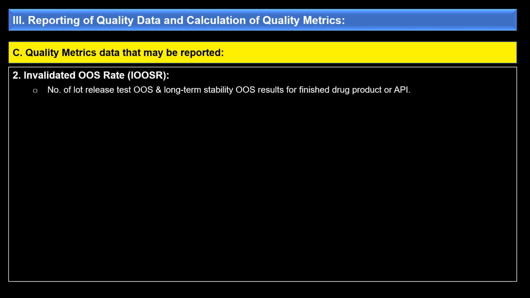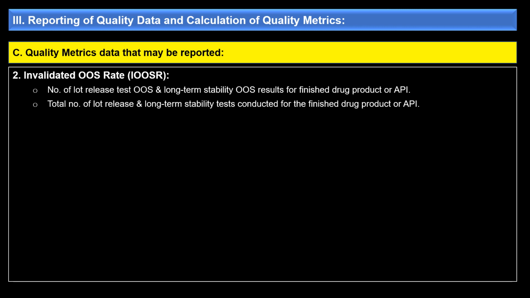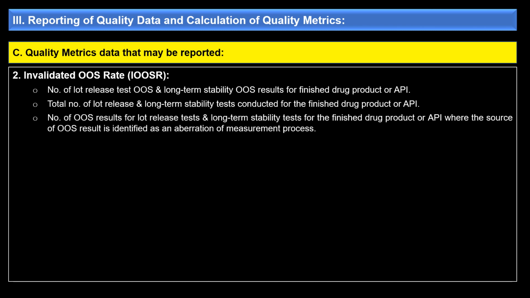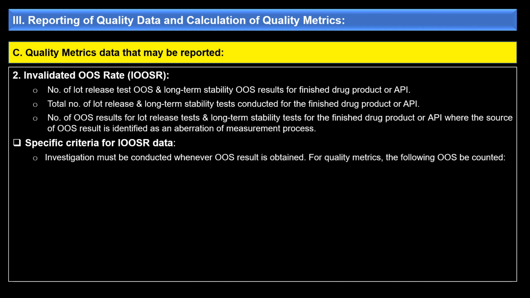So for calculating this metric, the information needed is the number of lot release test OOS and long-term stability OOS results for finished drug product or API, the number of total lot release tests and long-term stability tests conducted, the number of OOS test results for lot release test and long-term stability test that were invalidated, and the specific criteria. It states that an investigation must be conducted whenever an OOS result is obtained.